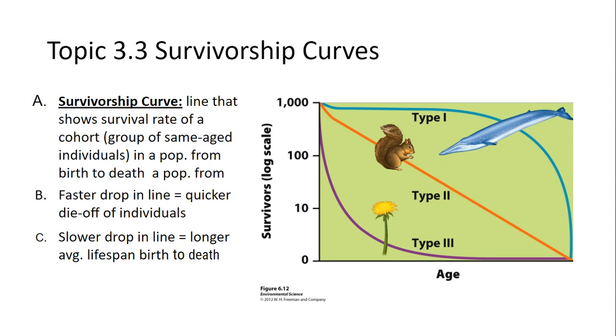We can see that the faster the drop in the line, typically the quicker the die off of individuals in that population, versus a slower drop in the line, where we often see a longer average lifespan from birth to death. In type 1 here, they tend to have very long lifespans and high survivorship at early stages of life because they tend to provide parental care, versus type 3, which is just the opposite. They don't provide any parental care. We see very high mortality, very low survivorship at very early stages of life. And type 2 has linear survivorship throughout their lifetime.